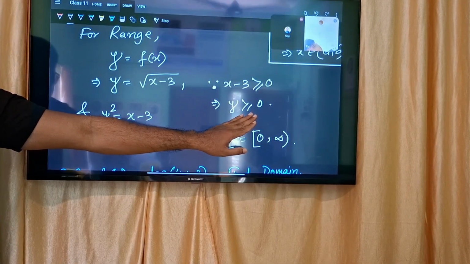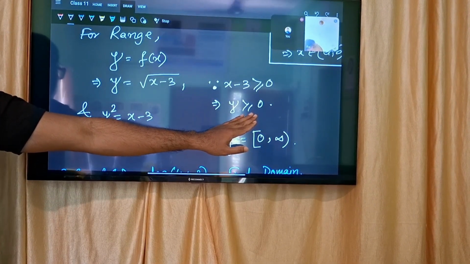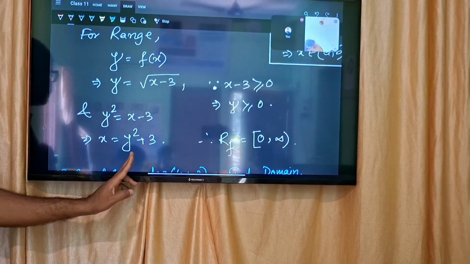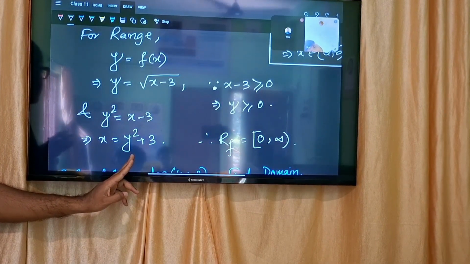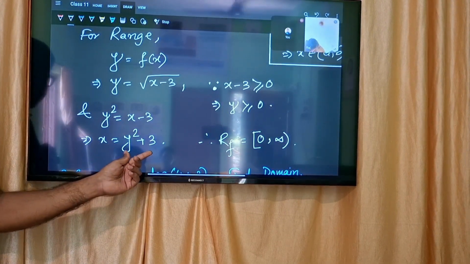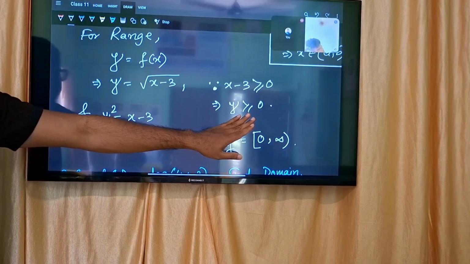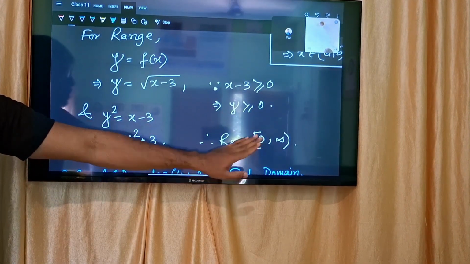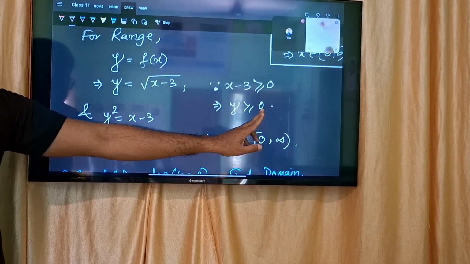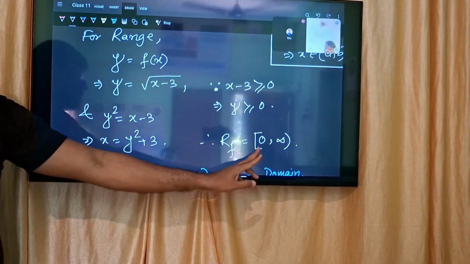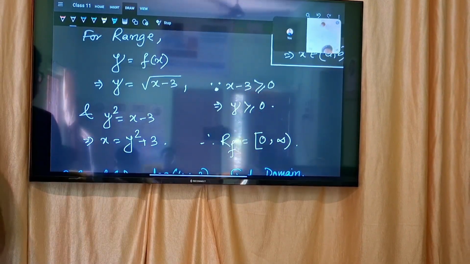Further we will see whether any such values of y will come for which x will be undefined. That is why we are doing the square to find x. So here we did not get anything. That means this y is the range only. So range y greater than equal to 0 means what? 0 to infinity. So range of f will be 0 to infinity. Clear?